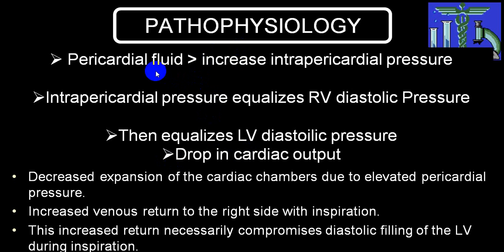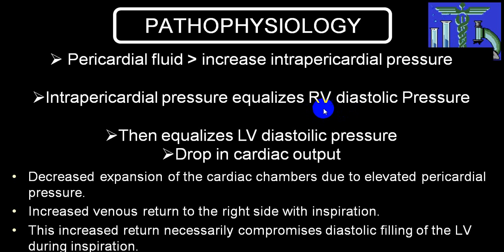Either because of rapid accumulation, even with a small quantity of fluid, it will create a marked increase in intrapericardial pressure. Or with slow accumulation, large quantity of fluid, say 2 liters of fluid, it will create severe increase in intrapericardial pressure. This pressure becomes more than right ventricular diastolic pressure. So it will compress the right ventricle, which will be squeezed, which will not be allowed to relax during diastolic period. Hence the ventricular filling will be very poor.